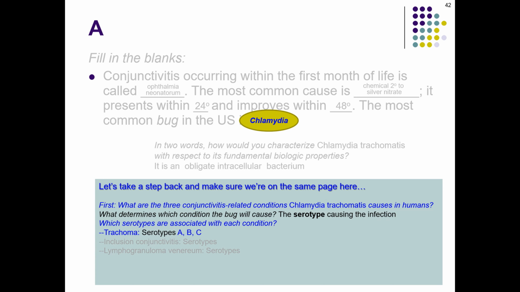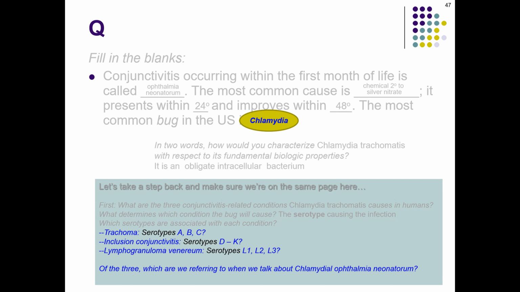For trachoma, the serotypes are A, B, C, and for inclusion conjunctivitis, the serotypes D to K, and for lymphogranuloma venereum, the serotypes are L1, L2, L3. So basically, you should remember that lymphogranuloma starts with L, so the serotypes that cause it are L. And you should remember that trachoma can cause blindness, so B for blindness, trachoma A, B, C. And the others, D to K serotypes, cause inclusion conjunctivitis.